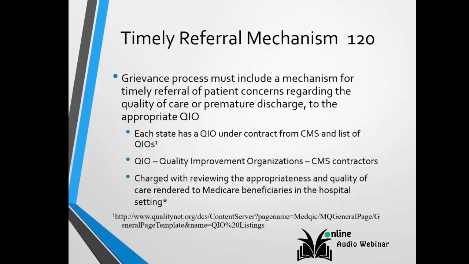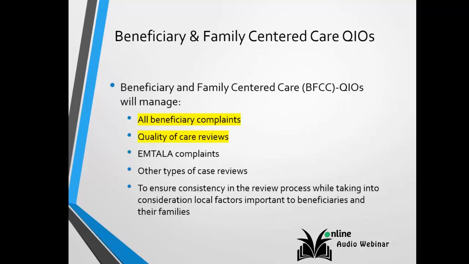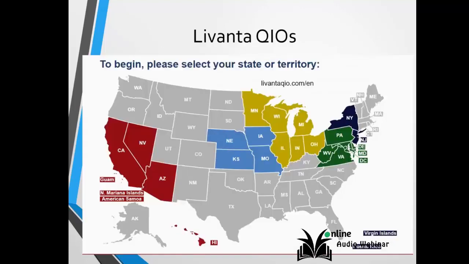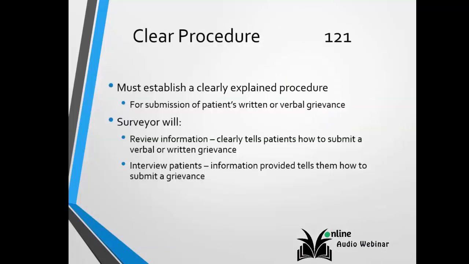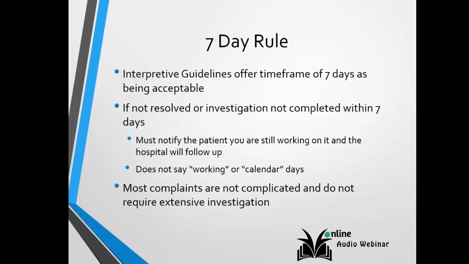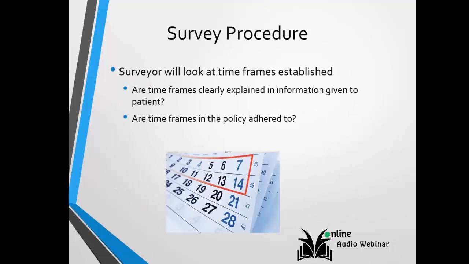Another area we need to look for is timeliness. These are beneficiary and family-centered care QIOs, quality improvement organizations. They talk about complaints, they review them, and they also do quality of care reviews along with EMTALA and other case reviews. Here's just an example. This clear procedure, we have to have a way. The interpretive guidelines say usually within 7 days. The surveyor wants to see your timeframes.